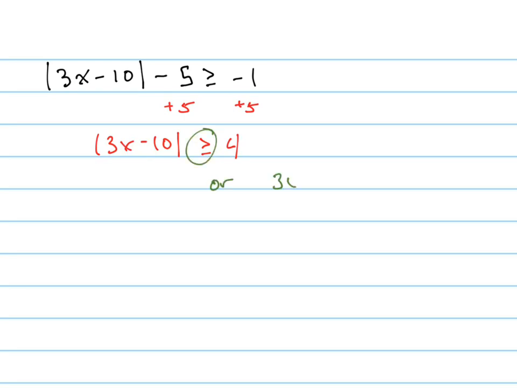We're going to write 3x minus 10 is greater than or equal to 4, and then 3x minus 10 is less than or equal to negative 4. You flip the sign, and I like to put that on the left side because typically that's going to be the left side. So now solve each one of these separately.